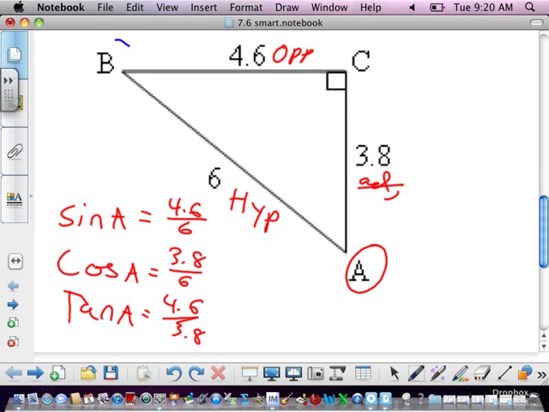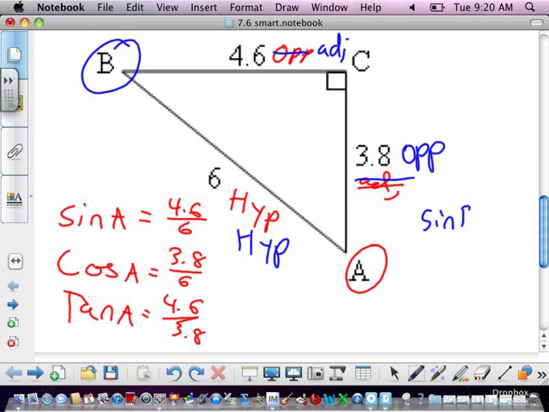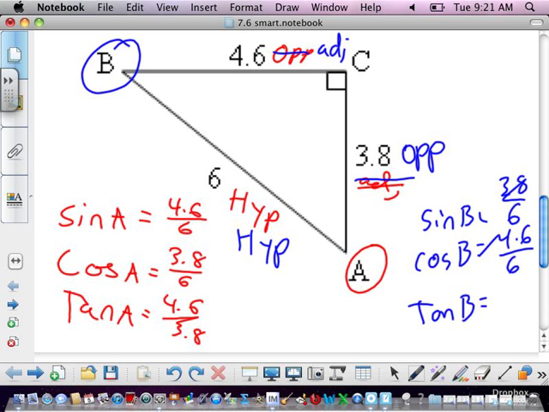Okay, now I'm switching it. Do it for B. So this becomes opposite. This becomes adjacent. But this stays the same for hypotenuse. We've got sine of B equals opposite, 3.8, over hypotenuse, which is 6. Cosine B equals adjacent, 4.6, over 6. And tan B, or tangent, which is opposite over adjacent.